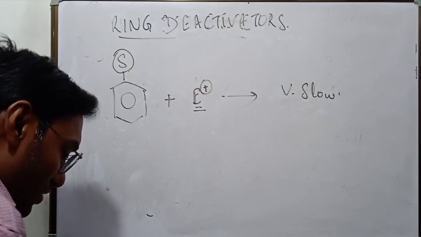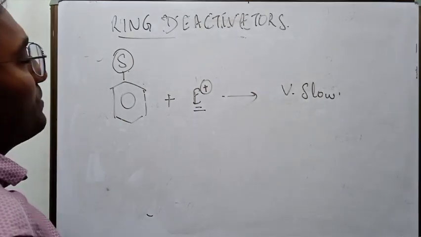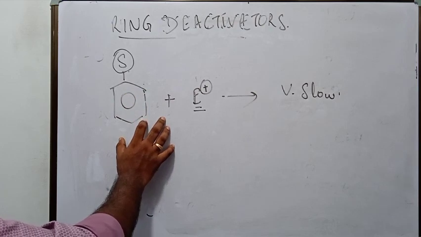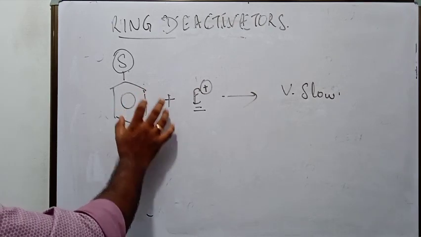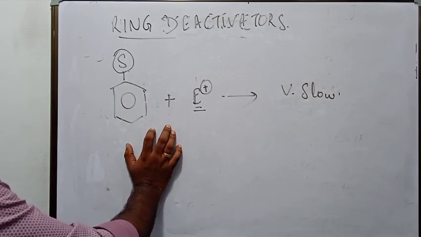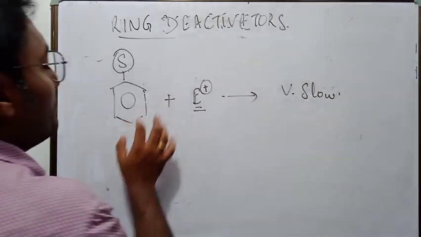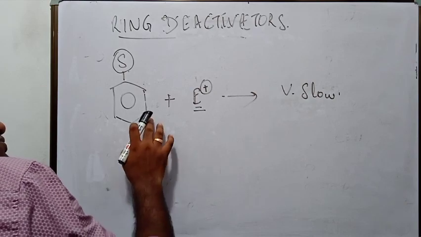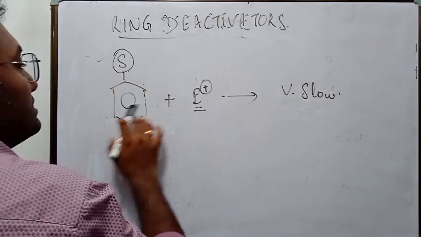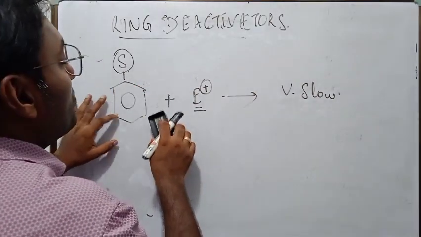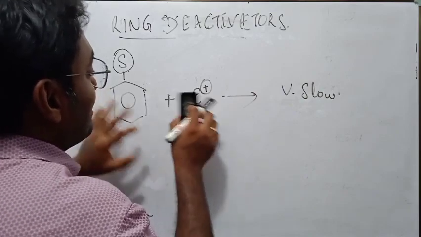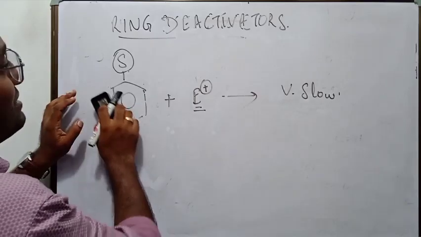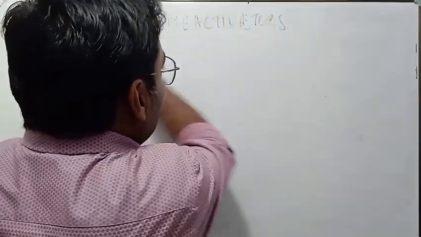So if ring deactivators are attached, the benzene ring would become less reactive. Rate of reaction will be very slow compared to the benzene ring itself. And if ring activators are present, then the benzene ring would be more reactive than the original benzene ring itself for electrophilic aromatic substitution.